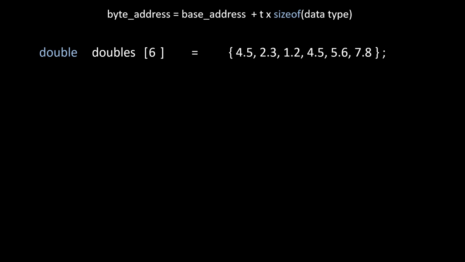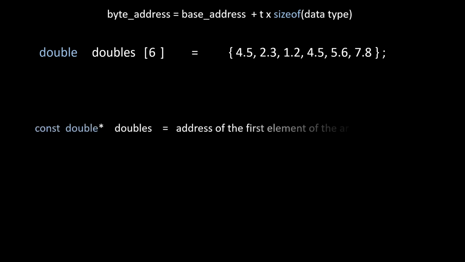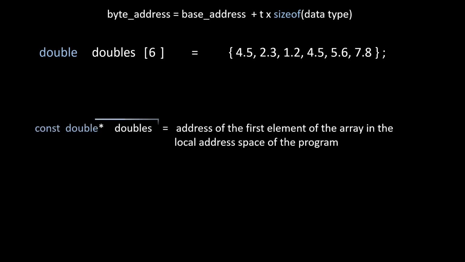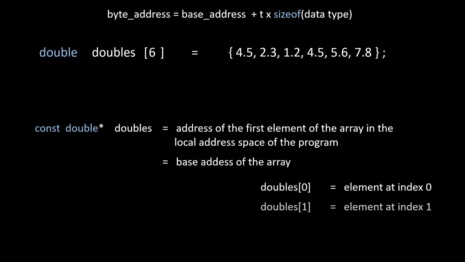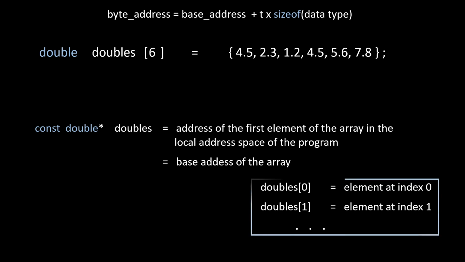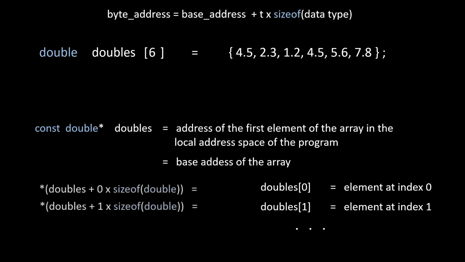A question might have arisen in your mind: where is the pointer in this array declaration? The answer to this question lies in the expansion of this declaration. Here, this is called a constant pointer, which holds the base address of the array. And each element can be accessed using the indexing operator. Actually, these are the shorthands for the expansions given on the left side. You can notice that we have substituted t with 0, and here we have substituted t with 1.